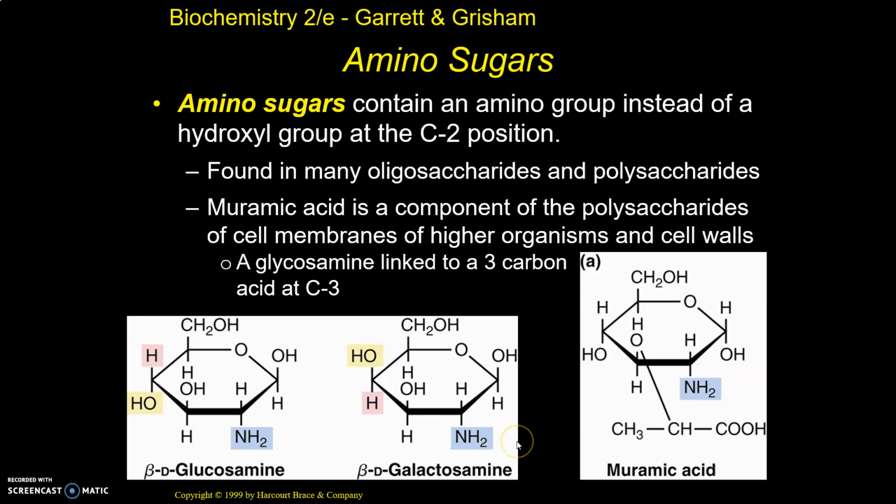So these are found pretty commonly in really big polysaccharides and oligosaccharides. And again, they are a part of cell membranes because this allows for different types of hydrogen bonding than, say, a hydroxyl group would. Okay, so this is found in cell membranes and cell walls.